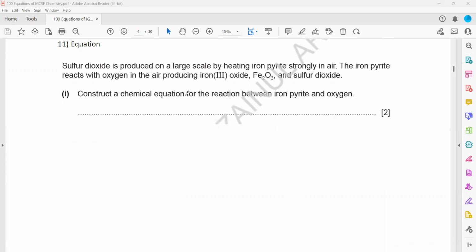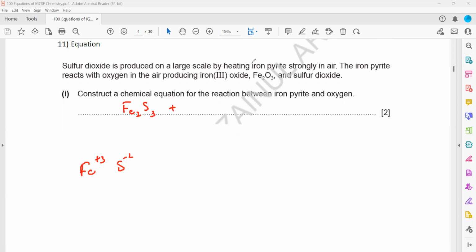So construct a chemical equation for a reaction between iron pyrite and oxygen. Sulfur dioxide is produced on a large scale by heating iron pyrite strongly. Iron pyrite is iron sulfide. Iron 3 sulfide is iron pyrite. So if Fe is +3 and sulfur is group 6, so -2, then iron pyrite will be Fe2S3.